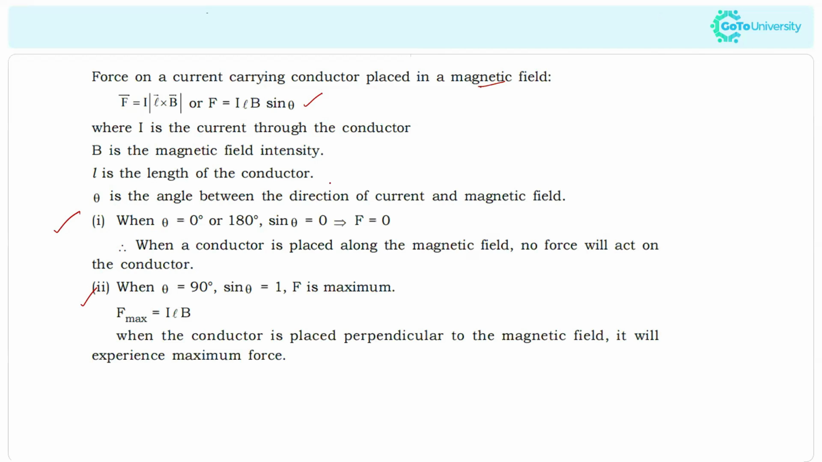If the direction of the current and magnetic field is parallel, the value of sine theta will be equal to 0, and at that time the force on the current carrying conductor will also be equal to 0. So simply we can say when a conductor is placed along a magnetic field, no force will act on the conductor. Similarly, when the angle between the direction of current and the magnetic field is perpendicular, the value of sine theta will be equal to 1, and at that time the value of the force will be maximum. So we can say when the conductor is placed perpendicular to the magnetic field, it will experience maximum force.